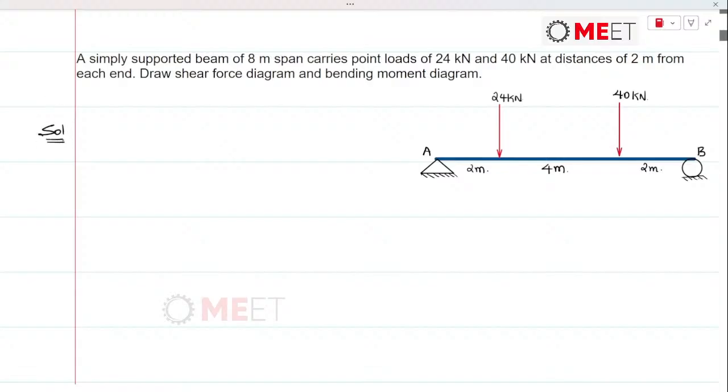So first we calculate the reaction forces. Let me call these RA in y direction and RB. First it commences with the equilibrium of forces, that is RA plus RB is equal to the downward forces 24 plus 40. So this is equal to 64 kilonewtons.